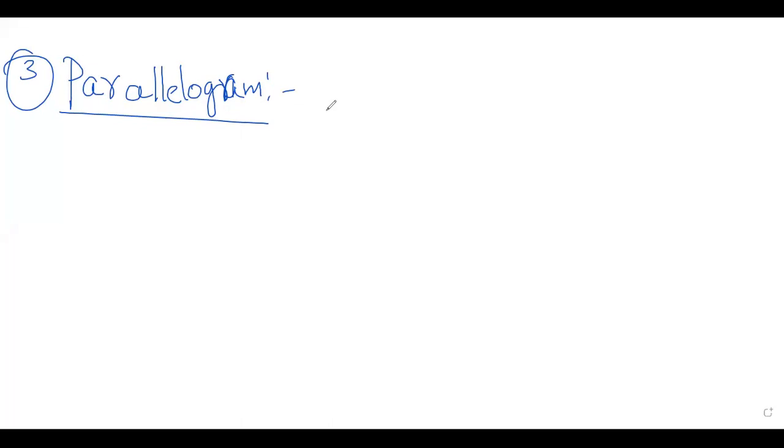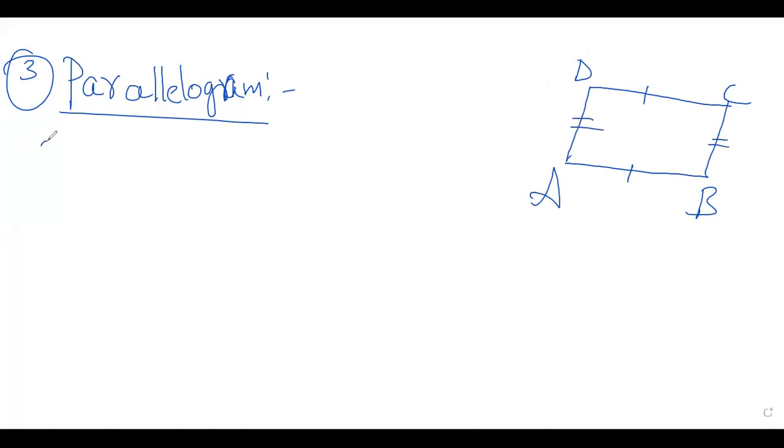Parallelogram is one of the types of quadrilateral. So it will be like this. Yes, it is called a parallelogram. Here, opposite sides are equal and parallel.